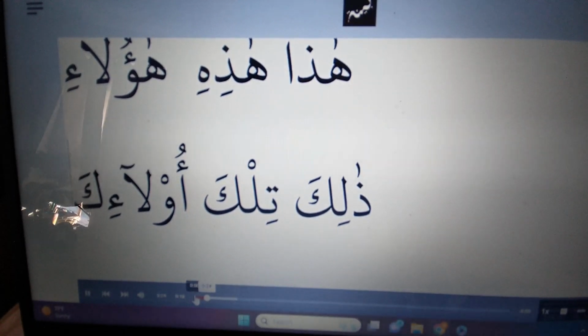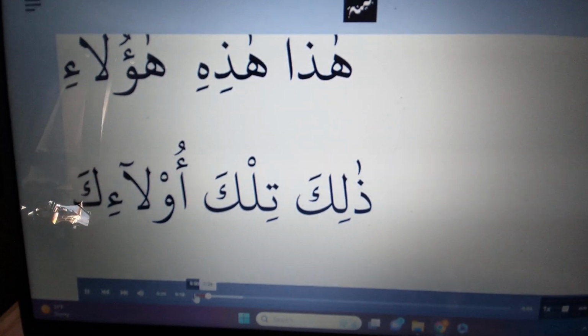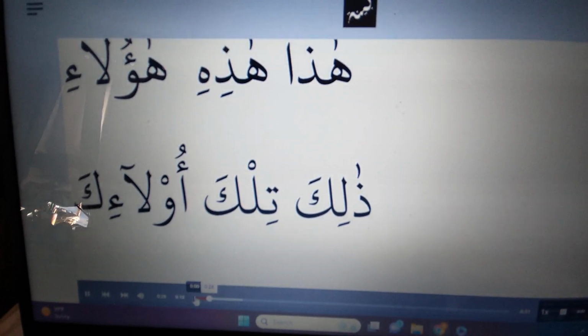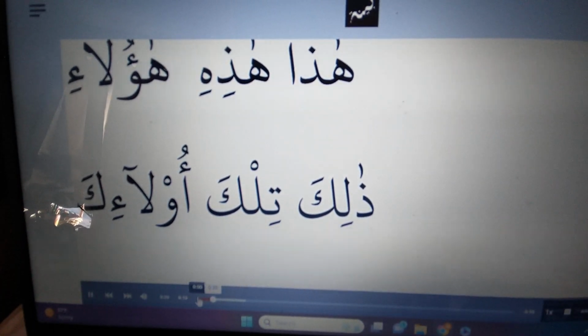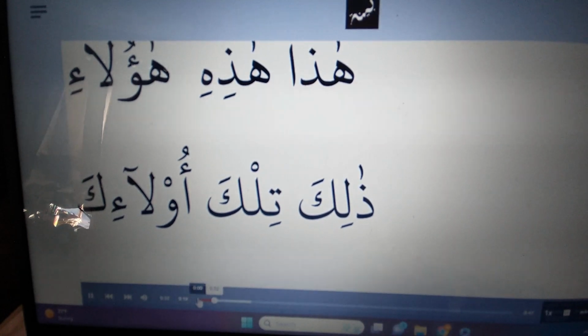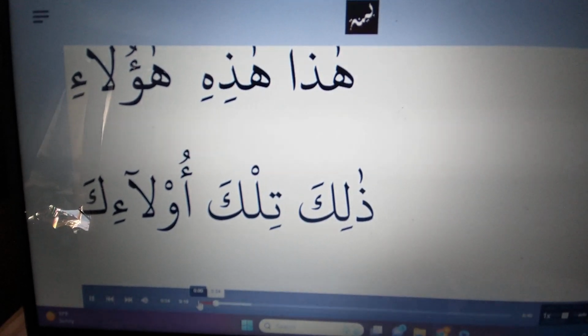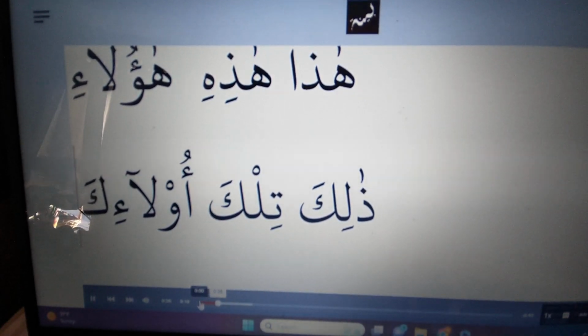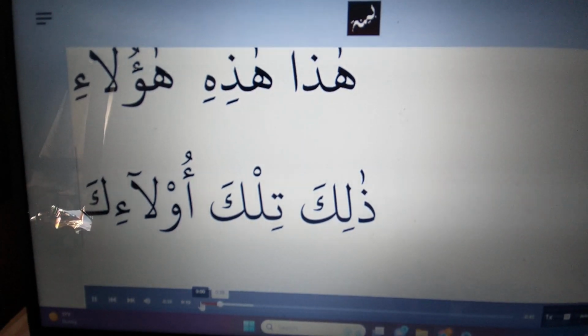These 3 words on top are hada, hadihi, and haula'i. Let me tell you what they mean. Hada means this, hadihi also means this, it's only used for feminine, and haula'i means these. This, these. Hada, hadihi, haula'i.